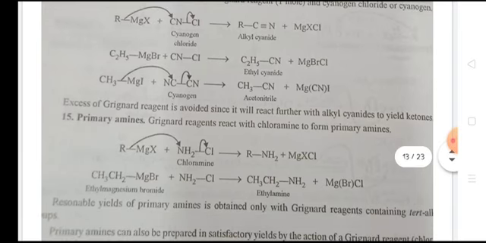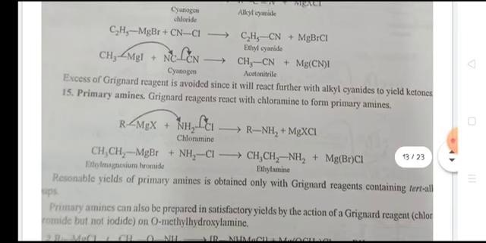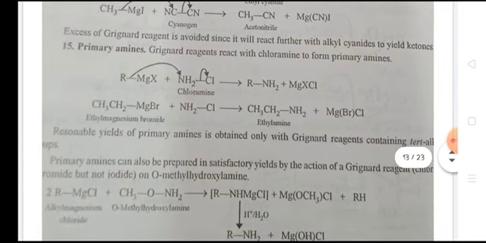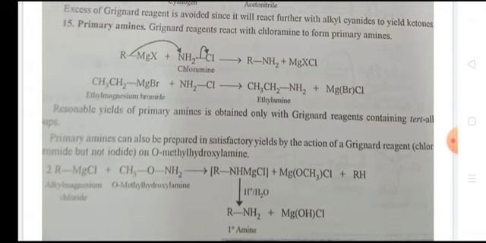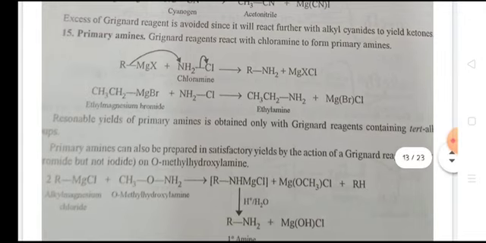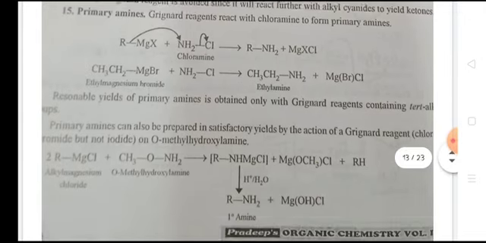RMgX plus cyanogen chloride gives alkyl cyanide plus MgXCl. Excess of Grignard reagent is avoided since it will react further with alkyl cyanides to yield ketones. Fifteenth, primary amines. Grignard reagents react with chloramine to form primary amines.